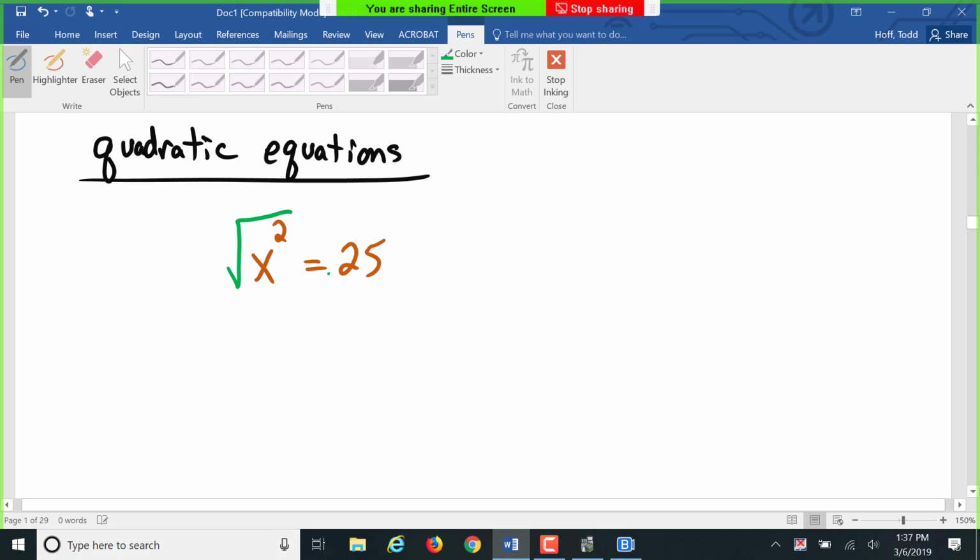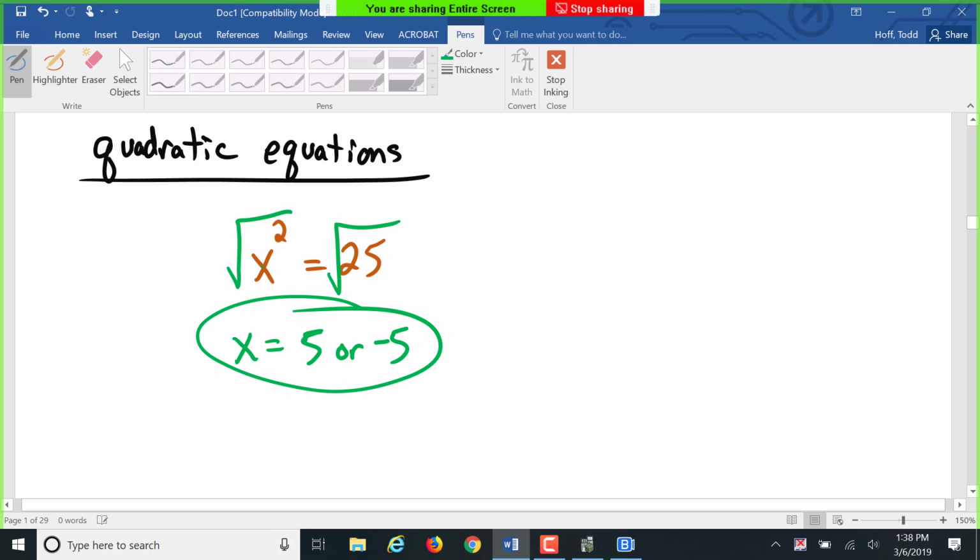Square root. Yeah. X has been squared, so to solve it, I take the square root. The square root of x squared is x. Now here's where we have to be really careful. What is the square root of 25? 5 or negative 5. So those are the two answers to that equation.